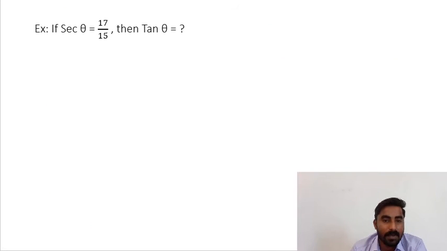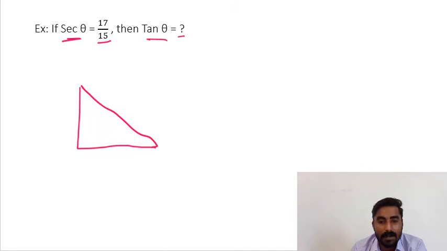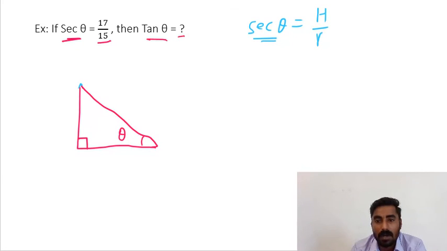So let's take another example. Suppose here is an example. If sec theta equals 17 by 15, then tan theta equals what? First make a right angle triangle, with this angle 90 degrees, and assume this other angle as theta. What is the ratio for sec theta? Sec theta is always equal to hypotenuse upon base.